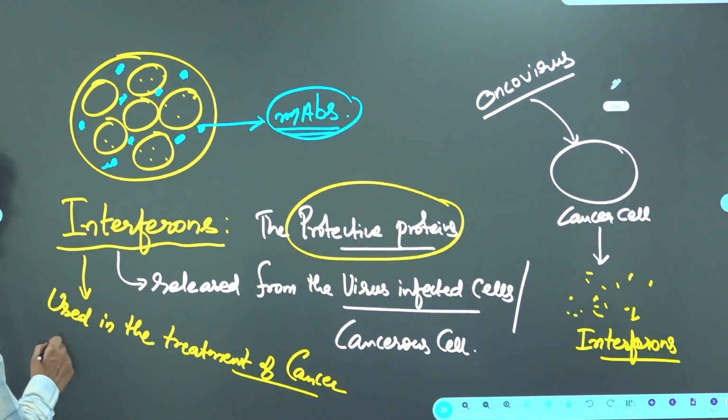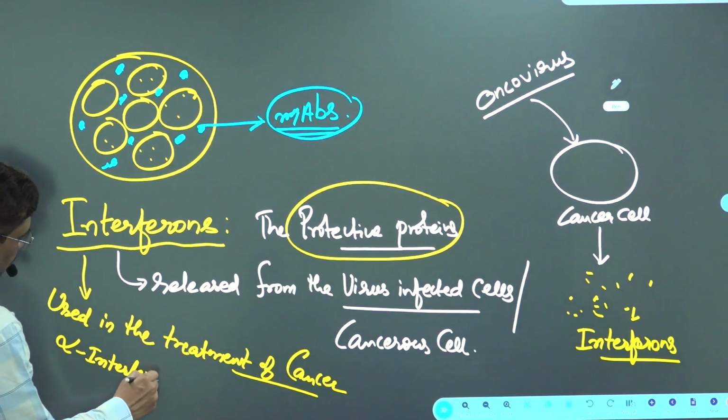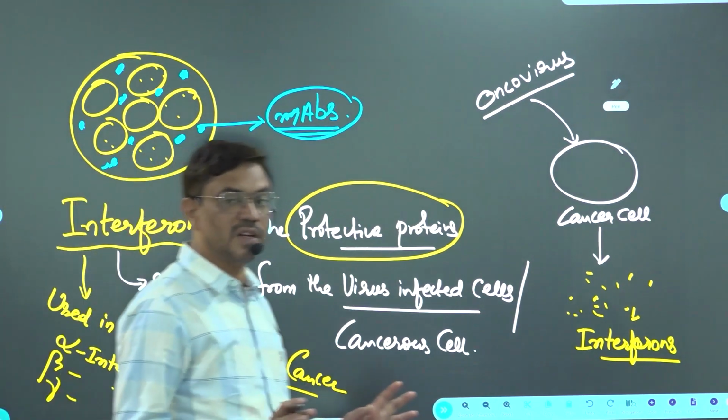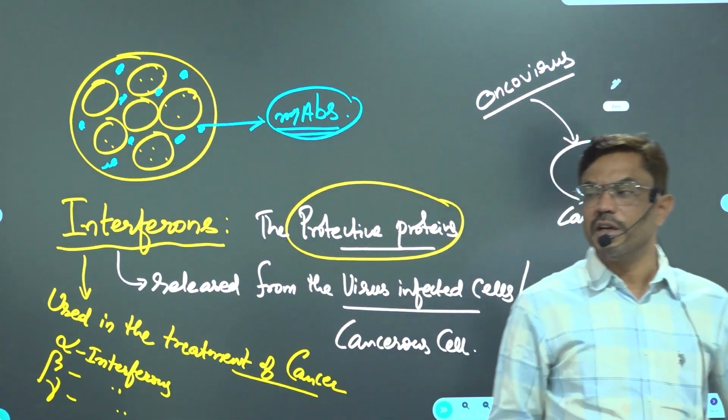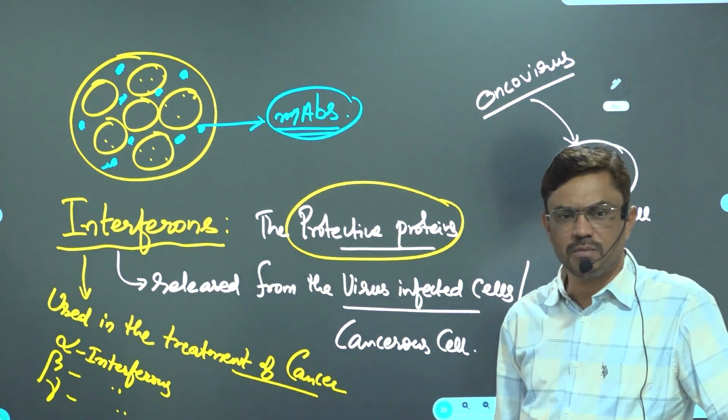There are various types of interferons: alpha interferons, beta interferons, gamma interferons. These are different kinds of interferons. They are used in the treatment of various types of cancers like breast cancer, lung cancer, blood cancer.